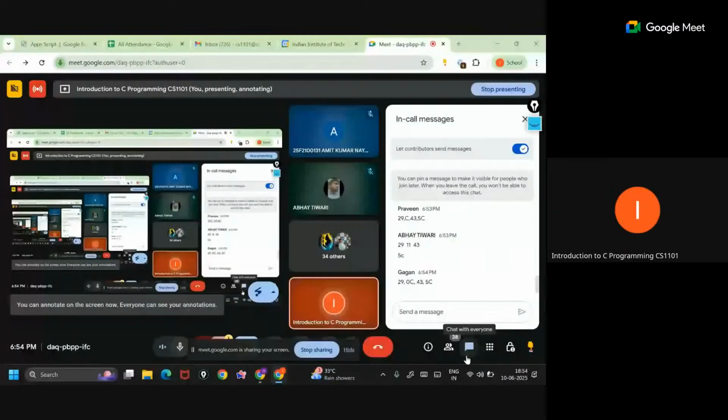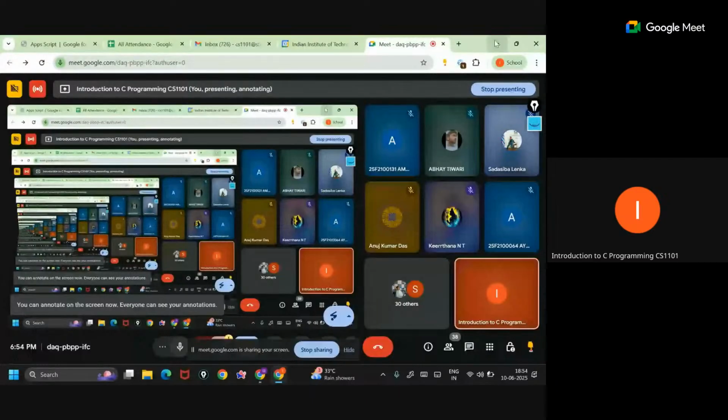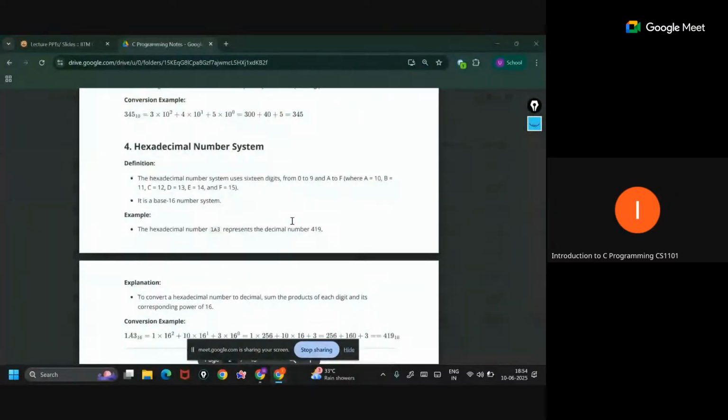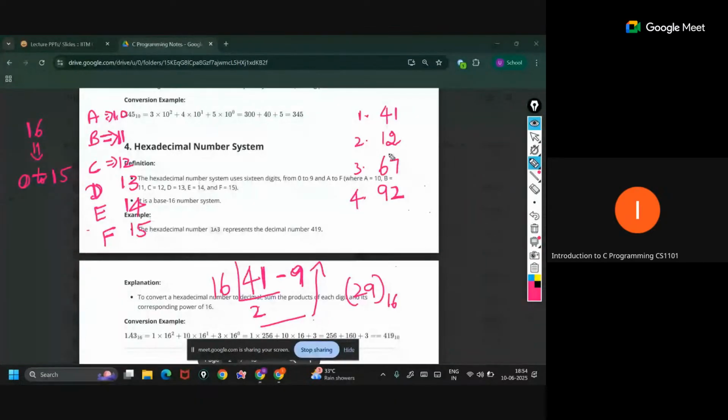Is that clear for you now? Now, the same has to be done for the other numbers like 12, 67, and 92 as well. Is that clear?